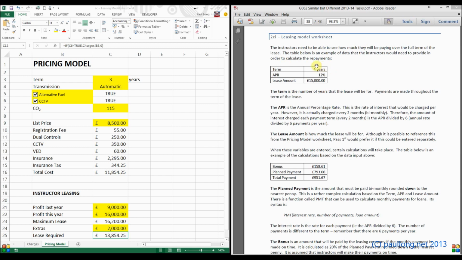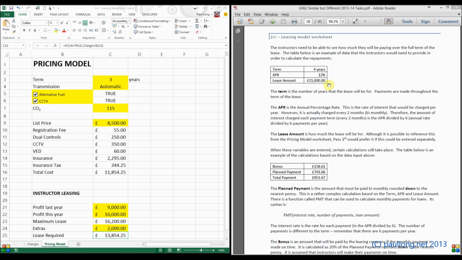Now if we have a look at this, the term is how long the lease is for, 4 years. The APR is a percentage rate. Now this is a rate that would be charged per year, but you're going to be told that they're actually charged every 2 months. That's what we'd call bi-monthly. And therefore we need to divide this amount by 6 to give us the percentage rate that will be charged for each payment. The lease amount is how much they want to borrow.